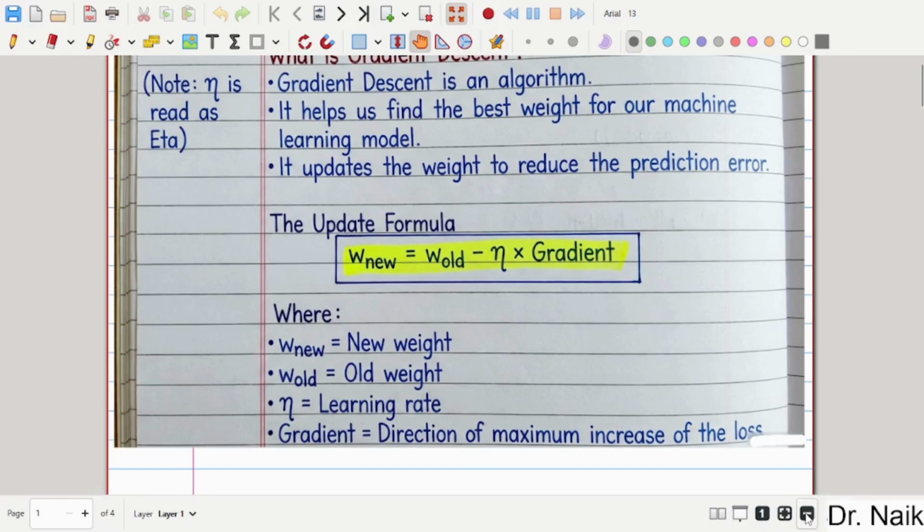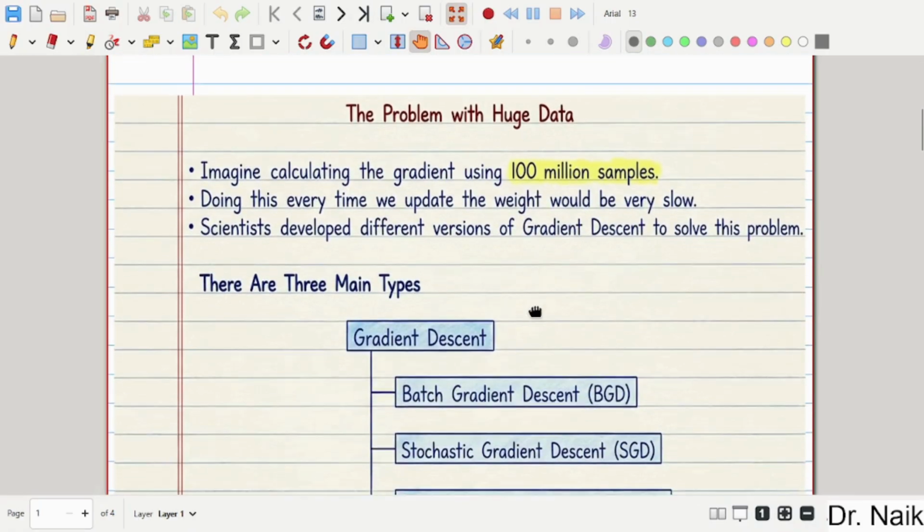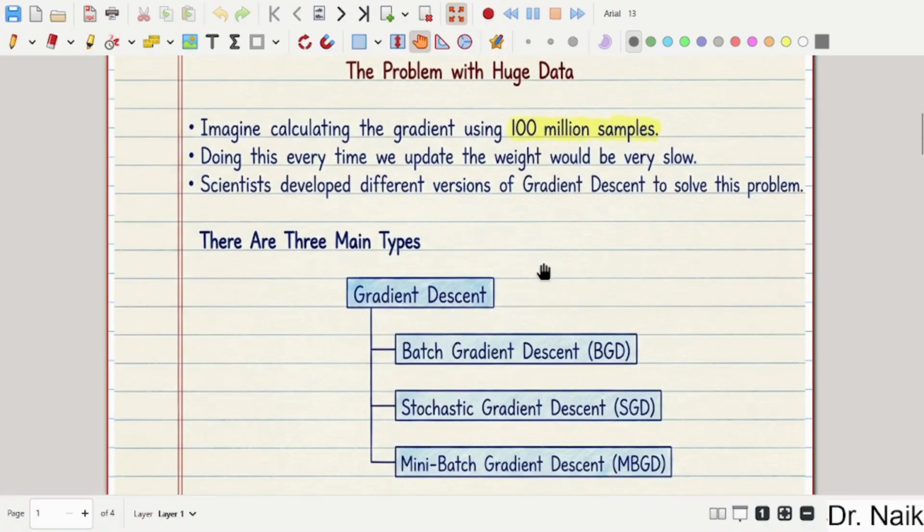Gradient is the direction of maximum increase of the loss. Now imagine that we calculate the gradient using 100 million samples. This will take a long time and it is very slow. Hence, scientists developed different versions of gradient descent to solve this problem. The three main types of gradient descent are batch gradient descent (BGD), stochastic gradient descent (SGD), and mini batch gradient descent (MBGD).